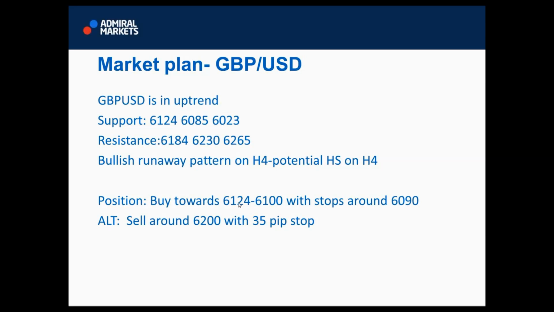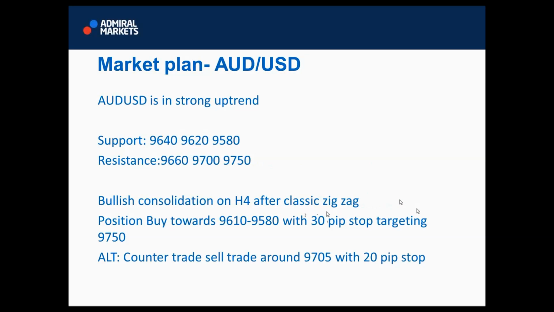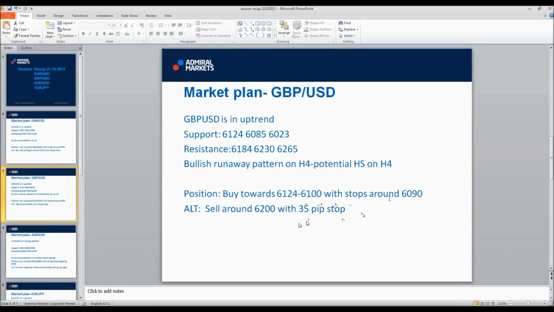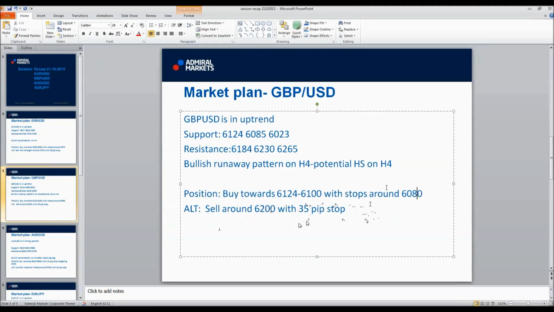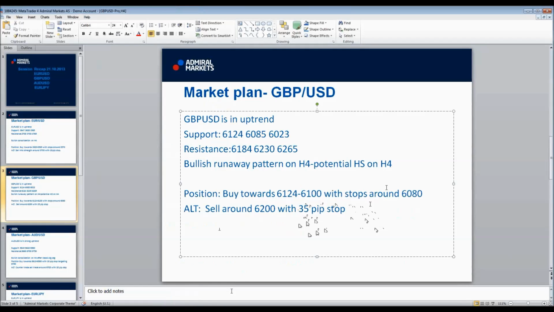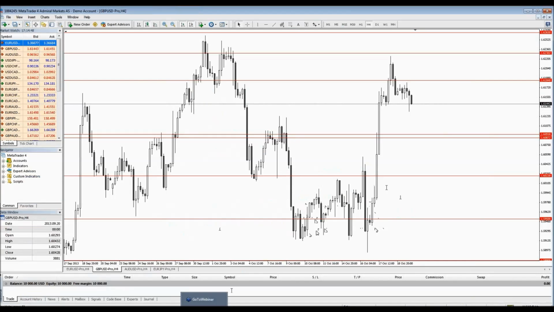Buy towards 61.24, 61 with stops around 60.80. I will write this as 60.80. We want to have as minimum stop on this trade as we can possibly have it, or sell around 62 with a 35-point stop. Why do I say that? You see the potential head and shoulders here: left shoulder, head, right shoulder. 61.84. If it happens to come around there, sell it.